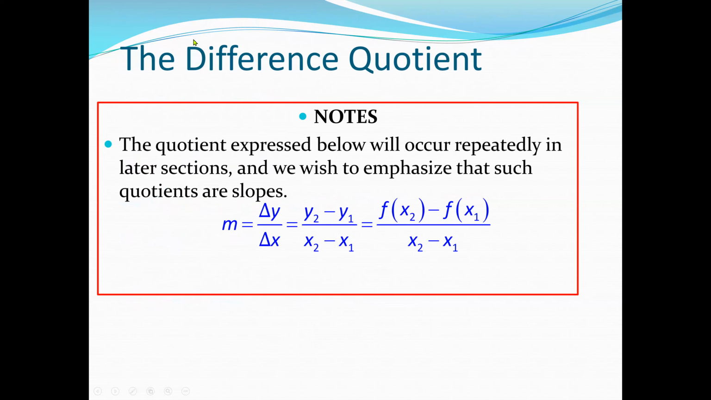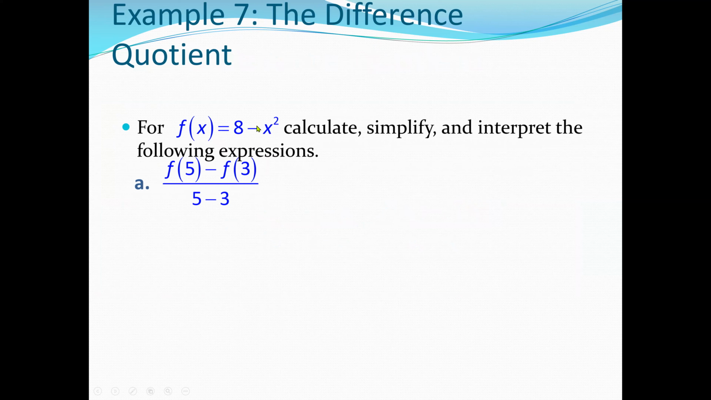So next will be the difference quotient. Here they say we should note that the quotient expressed below will occur repeatedly in later sessions, and we wish to emphasize that each quotient is a slope. So m is dy/dx, where dy is y2 minus y1 over x2 minus x1, which is the same as using a function: f(x2) minus f(x1) divided by x2 minus x1.